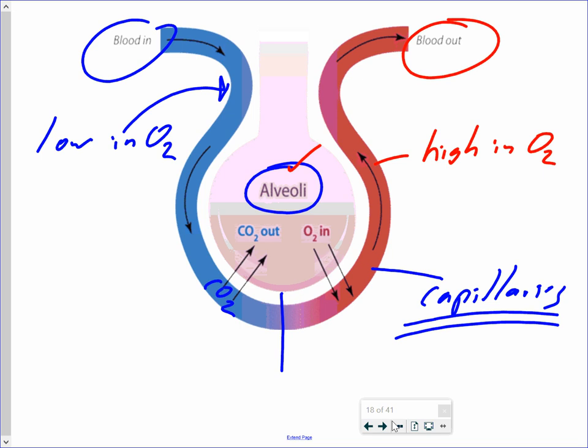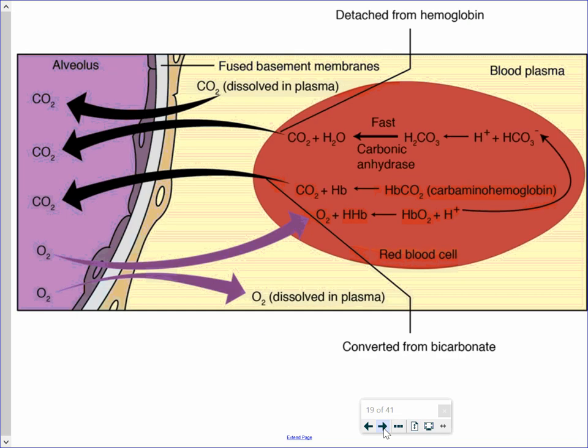As with carbon dioxide, the reason why this oxygen is moving out of the lungs and into the blood is because of diffusion. There is a higher concentration of it in the alveoli than there is in the blood, so that is going to be the driving force moving that oxygen out of the lungs, out of the alveoli, and into the capillaries.